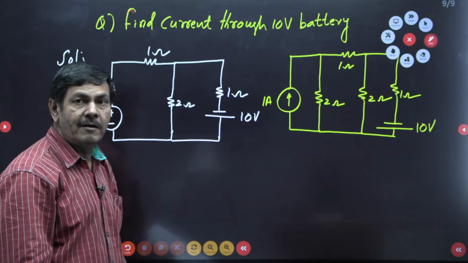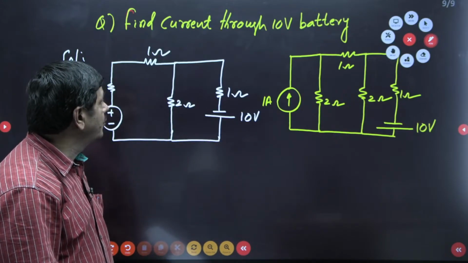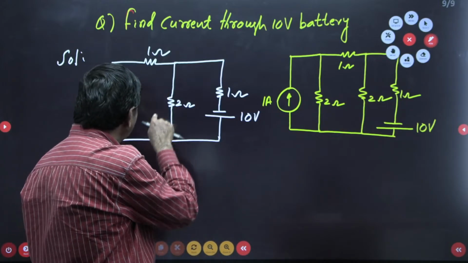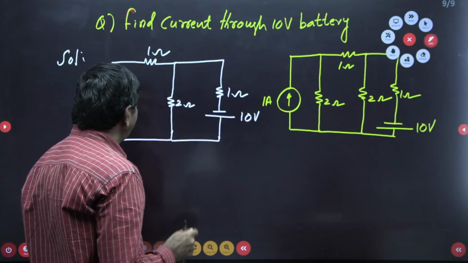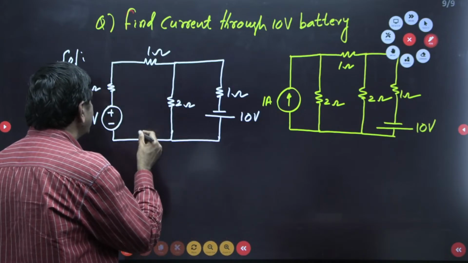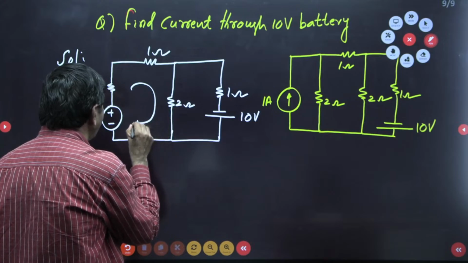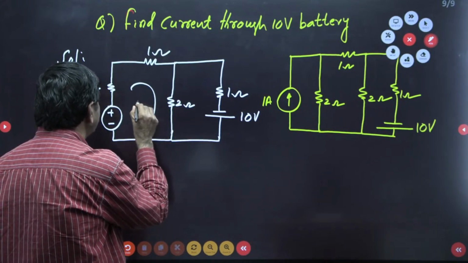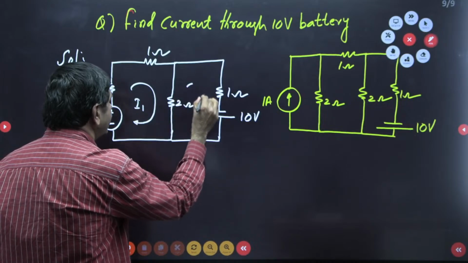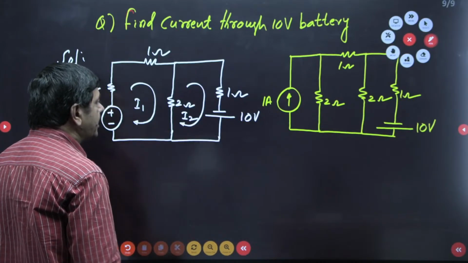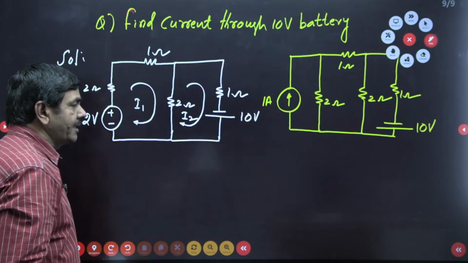How many loops exist in the circuit? You check it: 2 loops are possible. This is one of the loops, and the second loop is also possible. We can assign the loop equations, or mesh equations, here. I am putting the loop equation. This is I1, and this I want to take as I2. So I2 is nothing but the current passing through the 10 volts directly.